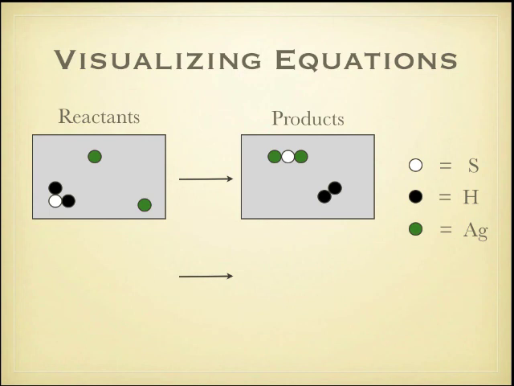Here's another reaction involving 3 different types of atoms now: sulfur, hydrogen, and silver. Okay, so it looks like the sulfur and the hydrogen are bonded together in a compound in the reactants, and the 2 silver atoms are by themselves. So with the sulfur and hydrogen, there are 2 hydrogens and 1 sulfur. So we're going to write that down.